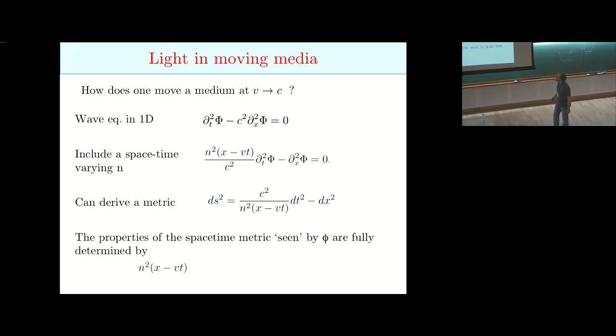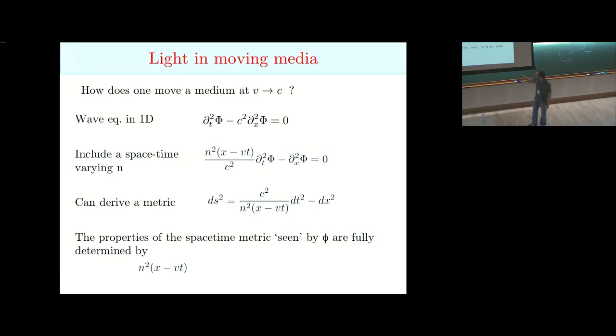Okay, so the question then is, how do you actually get a condensed matter system to move at close to the speed of light, or even faster than the speed of light, for that matter? So let's start just from the wave equation in 1D, written out here. And now I can include into this, just hand-wavingly, but you can derive this properly, the space-time due to this varying refractive index.